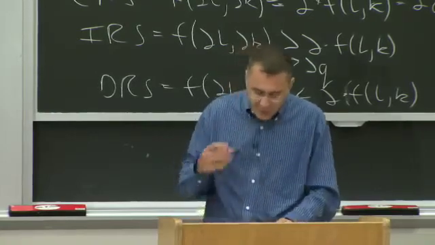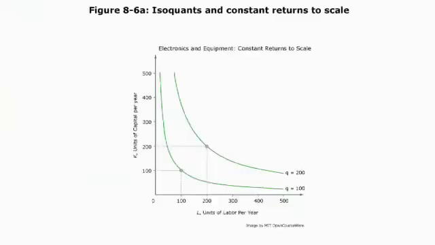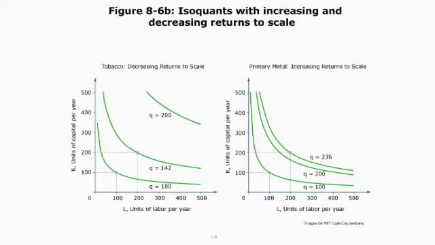Figure 8.6a shows constant returns to scale. So let's start with 8.6a. That's constant returns to scale, and these are from the textbook. So here, for example, when we doubled the inputs from 100 labor, 100 capital, to 200 labor, 200 capital, you doubled output. Okay? Those are constant returns to scale isoquants. The last page shows decreasing and increasing returns to scale.